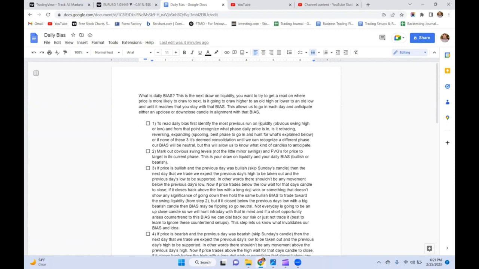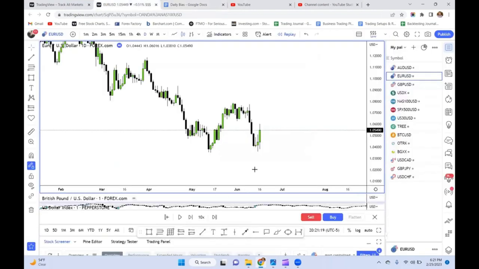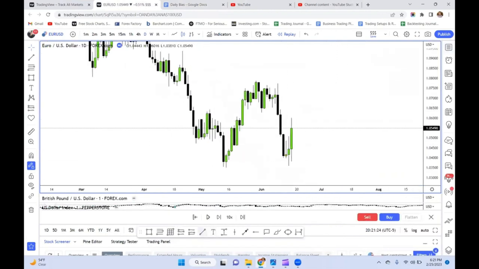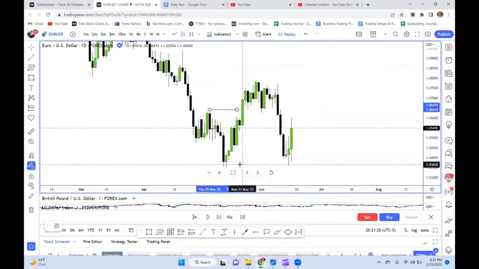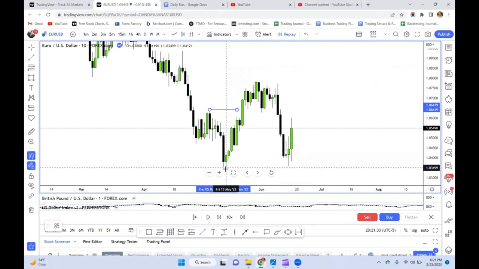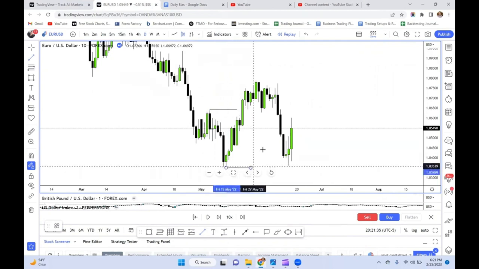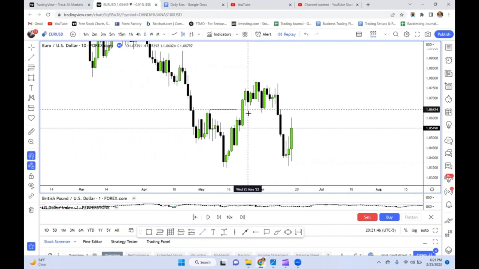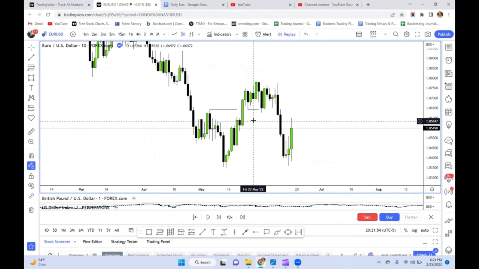So identify the most previous run on liquidity, obvious swing high or low. Okay, so if we go and identify the most previous run, this was ran, this hasn't been ran. So from here it ran out, created a high, market structure shifted. Why did market structure shift? Because this was a market structure shifting point. This is a valid swing right here. If you don't know that, go watch ICT's 2022 mentorship. You'll learn that.